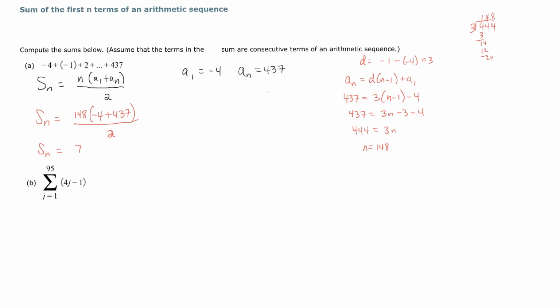That's 74 times what? Times 433. Yeah, 433. And go ahead and use your calculator for that. The sum S sub n is equal to 32,042.